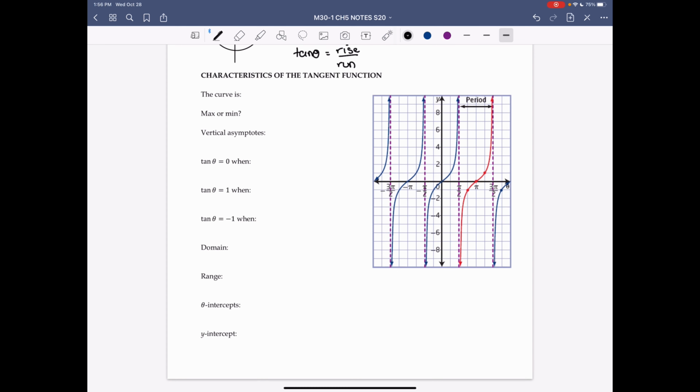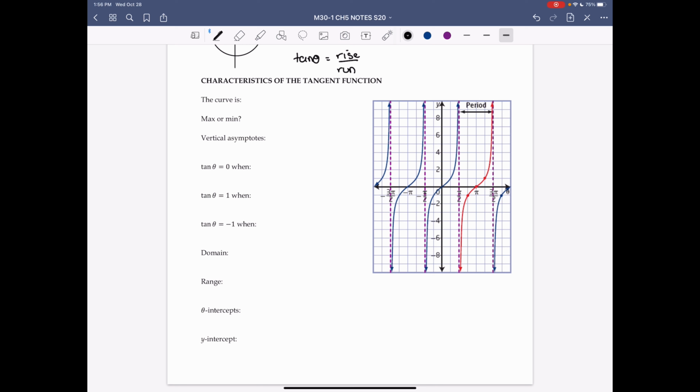Characteristics of the tangent function. The tangent function curve is not continuous, unlike the sine and cosine curves, which are continuous. Is there a max or min? No, there is not a max or min, unlike the sine and cosine functions. The tangent function has vertical asymptotes. Let's look at the unit circle to see why this is the case.